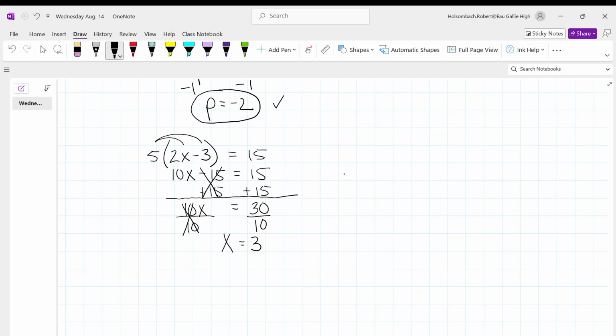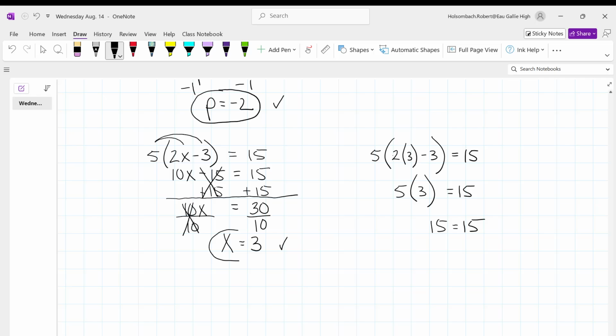So now I'm going to check my answer. Substitute 3 for the x. So we go 5 times 2 times 3 minus 3 equals 15. If we do everything in parentheses first, we get 2 times 3 is 6, minus 3 is 3. And 5 times 3 is 15, and 15 equals 15. So this solution works, and it's correct.